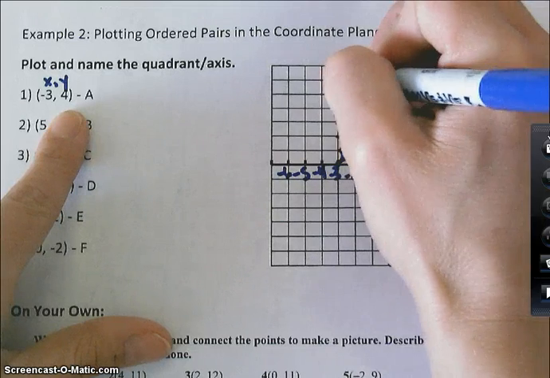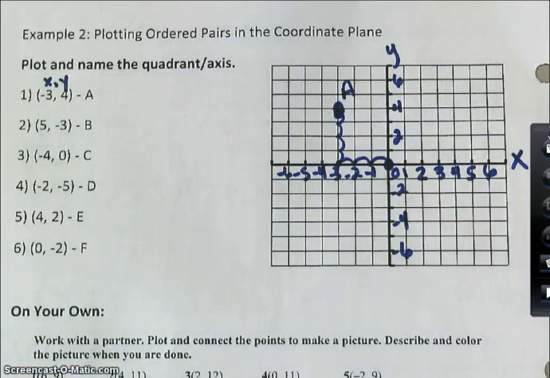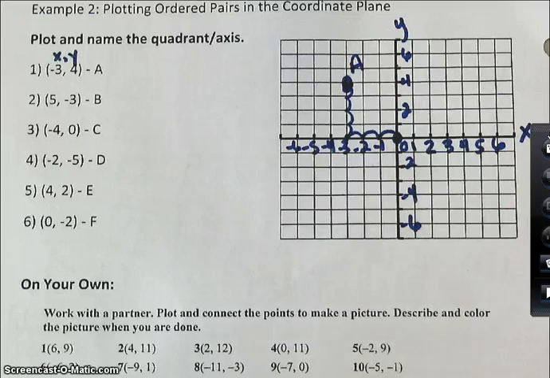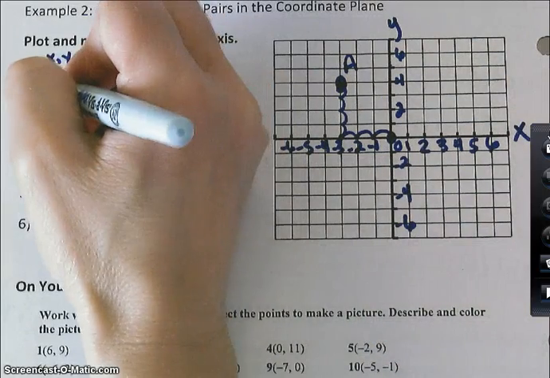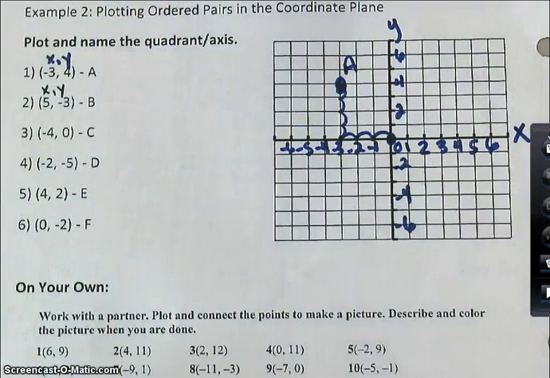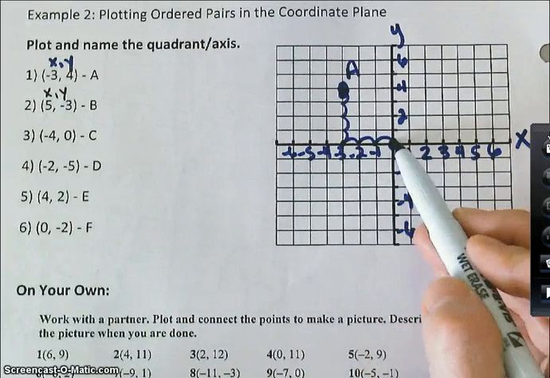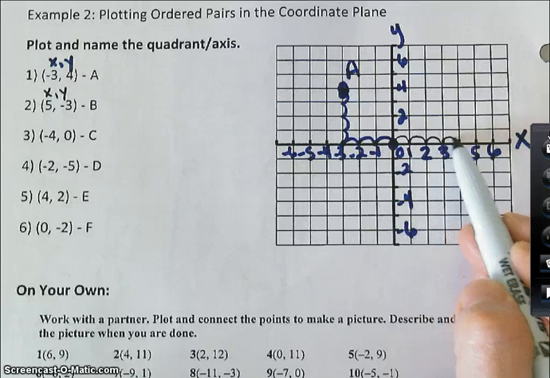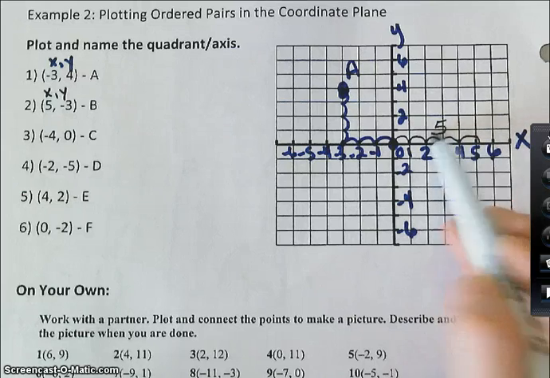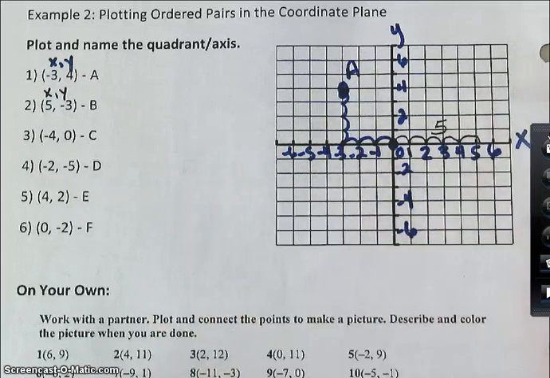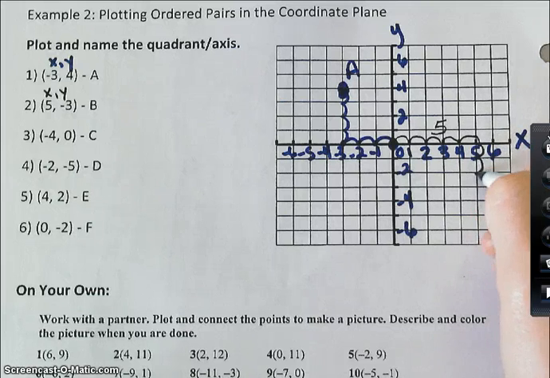So this is my A. Now let's look at the B. I have 5, -3. Well, once again, write our x and our y right on top. I know I have to go 5, so 5 to the right. 1, 2, 3, 4, 5. And then I have to go down 3 because it's negative. So 1, 2, 3. Down 3. And there's my point right there, just point B.